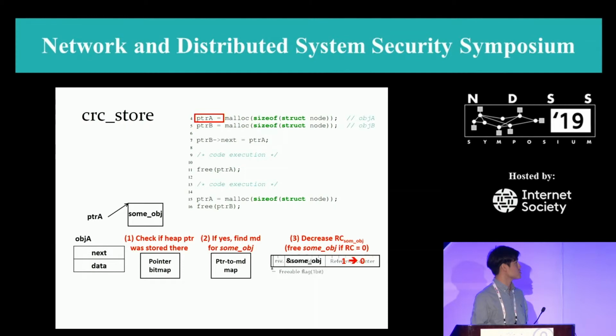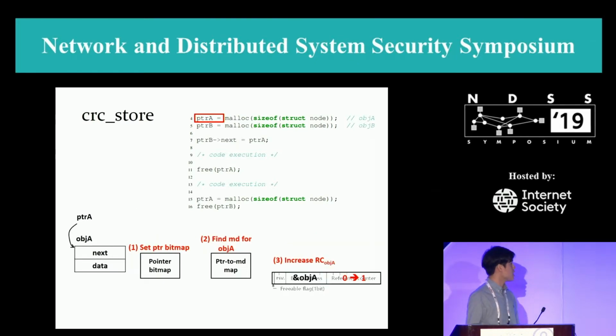And the CRC store operation is instrumented into the program before the store instruction. And here, we do not know if the pointer A was pointing to some other object. So we first check in the pointer bitmap if a heap pointer was previously stored in pointer A. If the bit is set, we find the metadata for that old object and decrease its reference count. And we free that object if the reference count is 0.